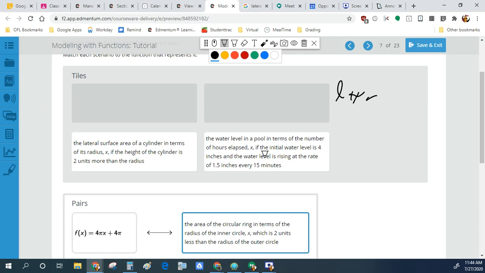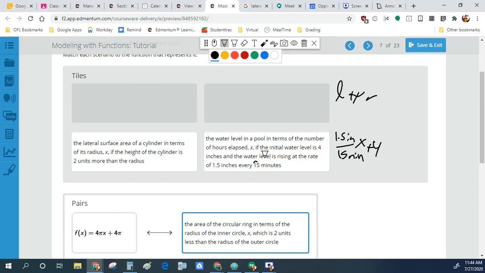The water level in terms of hours elapsed if the initial water was 4 inches and the water level is rising at a rate of every 15 minutes. So this to me looks like a linear equation because what's happening here is we start off at 4 and then we have 4.5 inches per 15 minutes. And then we're going to multiply it by the number of minutes. So either one I think would have been easy, but this one, it's a constant rate.